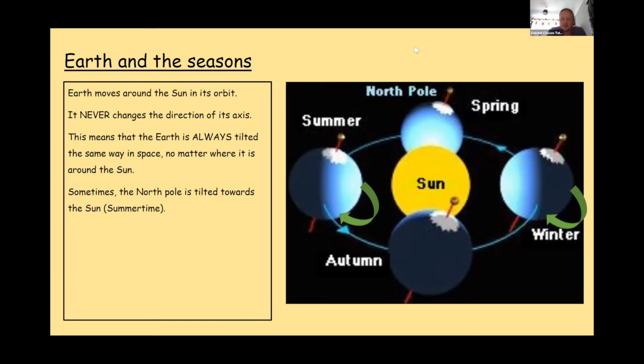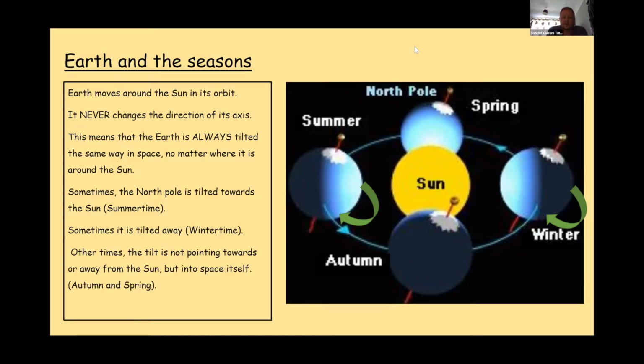Sometimes the North Pole is tilted closer towards the sun. That's our summertime. Sometimes it's tilted away. That's our winter time. When the North Pole is in summer, the South Pole is in winter, because if the North Pole is tilted towards, the South Pole is tilted away. Other times, the tilt of the Earth is not pointing towards or away from the sun, but into space itself. The sun has gone from looking like this to moving around to the side like so. It's not tilted forward or backward. So it's receiving the same amount of light and heat on the north and the south hemisphere.